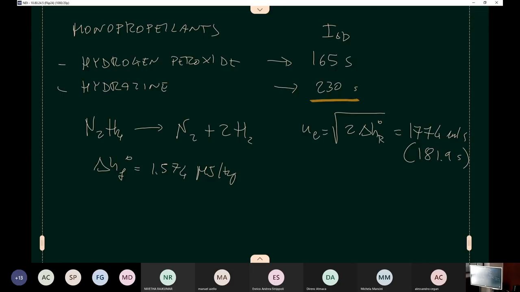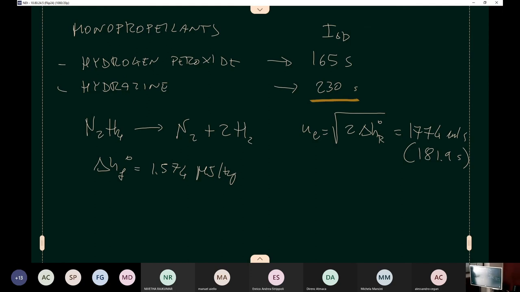And this is because the decomposition reaction of hydrazine has intermediate steps, so this will be the complete decomposition. It means that it's something that happens when you reach the equilibrium condition. You have enough time to reach the equilibrium condition, but you have intermediate steps. And among these intermediate steps, you have the formation of a molecule characterized by a negative enthalpy of formation, so a stable molecule. And this is the ammonia molecule, NH3.